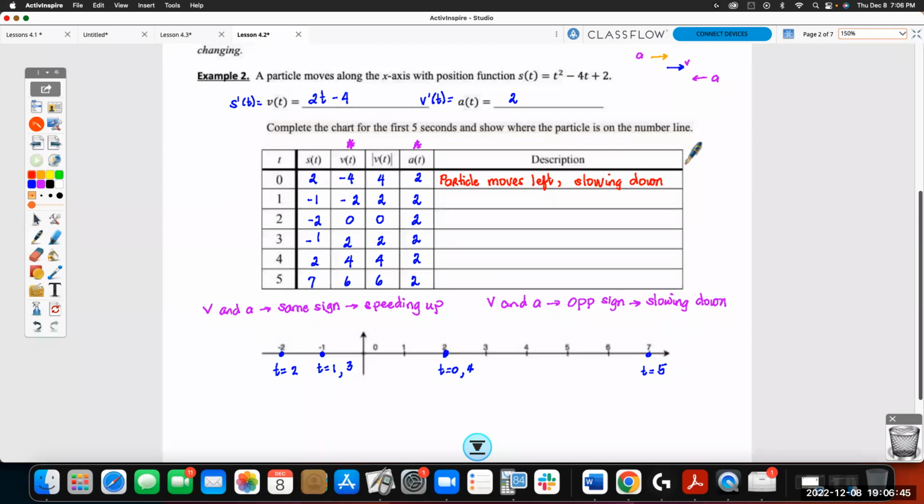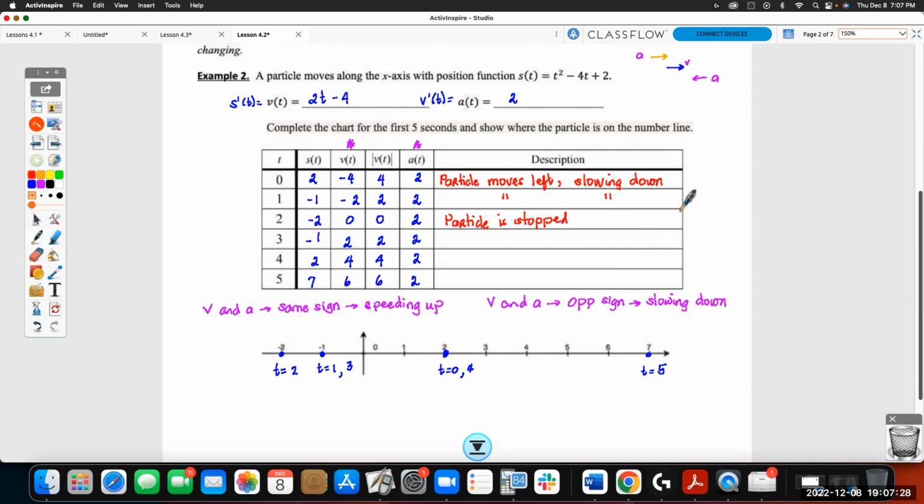Okay, second one, at t equals 1, velocity is negative. So that means that the particle is moving to the left. Same thing, negative and positive, the velocity and acceleration have opposite signs. So the particle is also slowing down. Now at time t equals 2, the velocity is 0, which means that the particle is stopped. It's not moving.